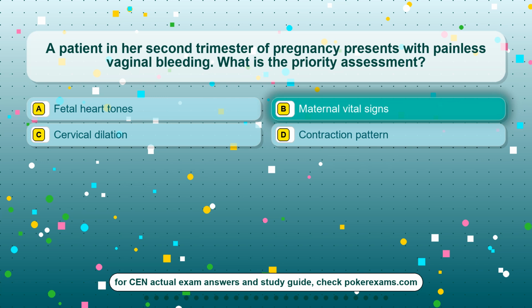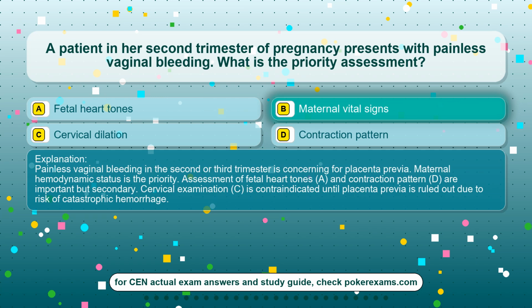The correct answer is option B, maternal vital signs. Painless vaginal bleeding in the second or third trimester is concerning for placenta previa. Maternal hemodynamic status is the priority. Assessment of fetal heart tones, A, and contraction pattern, D, are important but secondary. Cervical examination, C, is contraindicated until placenta previa is ruled out due to risk of catastrophic hemorrhage.